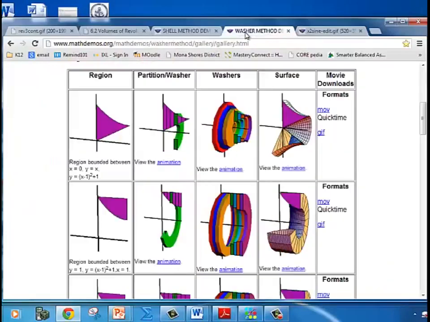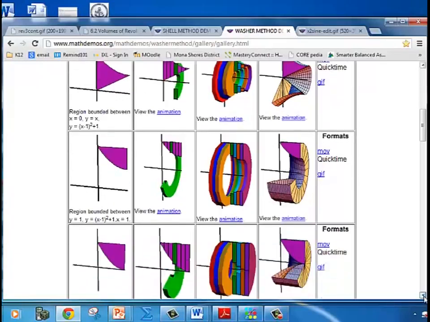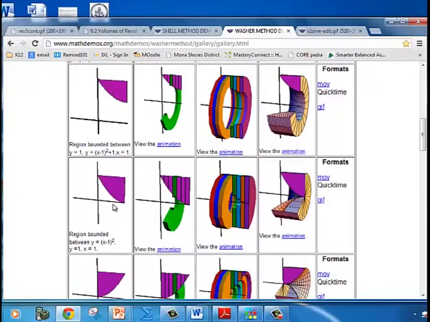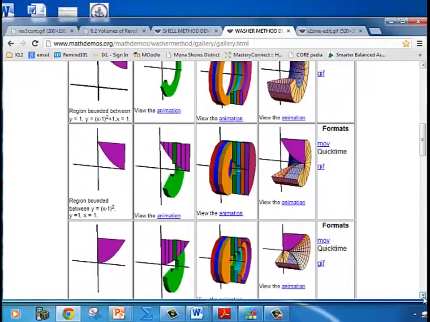Let's go to our washer. So let's take a look at this region. You can tell closely that there's some white gap here. There's white gap here. Obviously a gap right here. So these are all just examples.